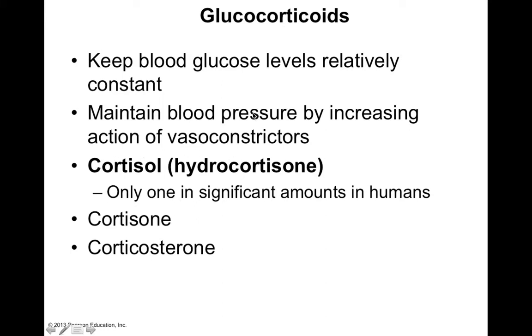Some other hormones that are glucocorticoids would include cortisone and corticosterone. These ones aren't found in significant concentration in humans. Really, when we talk about the glucocorticoids in humans, we're really referring to cortisol.